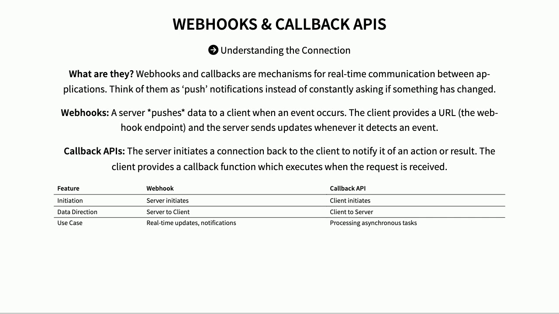Webhooks are like a notification system. The other app sends data to your app whenever an event occurs. Think of it as pushing information directly to you. Callback APIs are more like a phone call. Your app initiates a request and then the other app calls back to your app with the results. They are both powerful tools for keeping your system synchronized in real time.